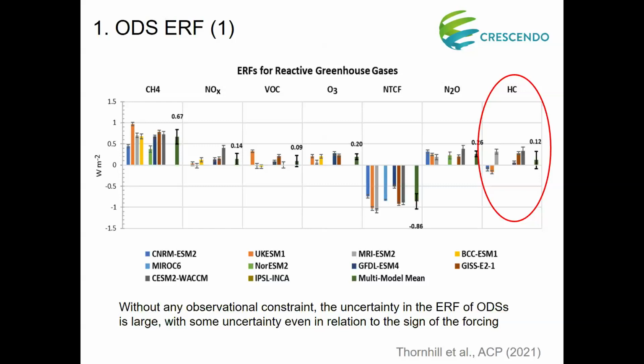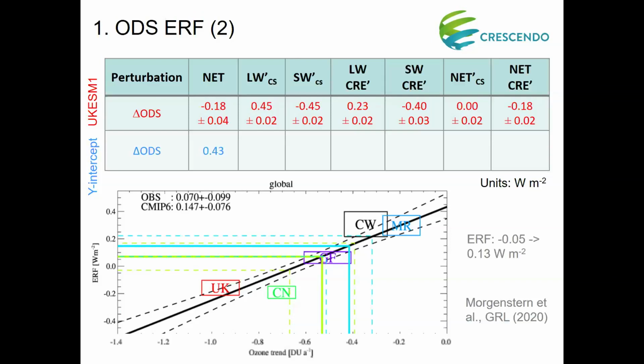So without any observational constraint, the uncertainty in the effective radiative forcing of ozone depleting substances is quite large, with uncertainty as well in relation to the sign of the forcing. So this work that I was involved with Olaf Morgenstern tried to address this lack of an observational constraint.